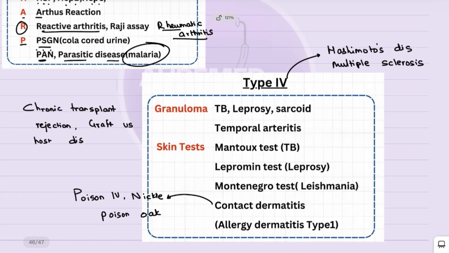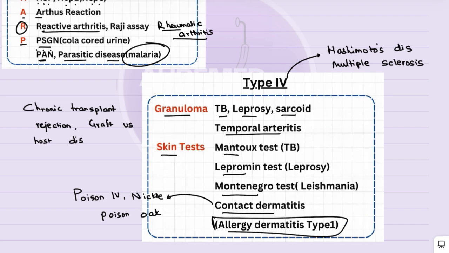The last one is the type 4 reaction. In type 4 reaction, it is mostly delayed, and then you have the granuloma and skin tests, which are very important. Granuloma, you have TB, leprosy, sarcoid, and temporal arteritis. In skin, you have Mantoux test, Lepromin test, Montenegro test, and then contact dermatitis.